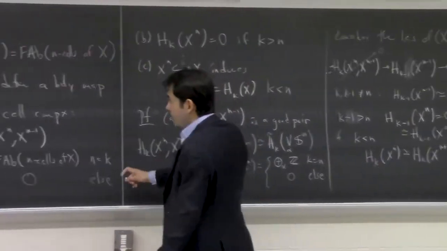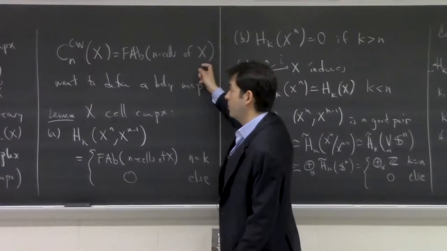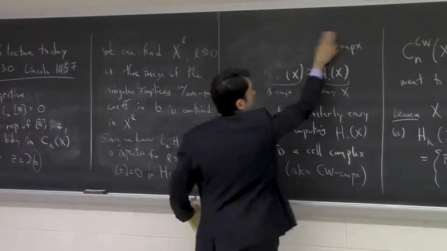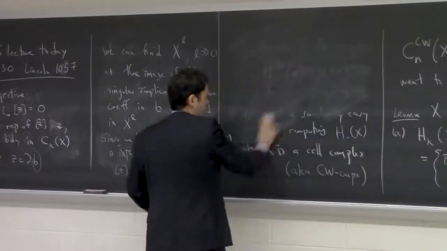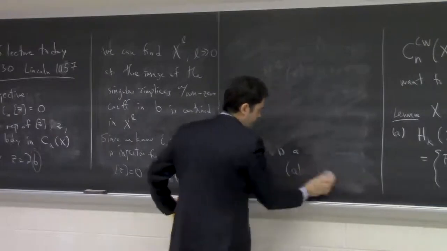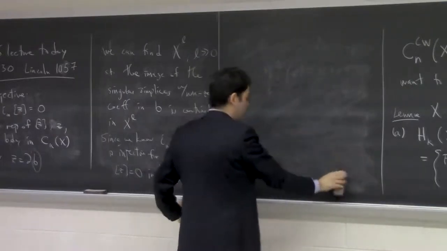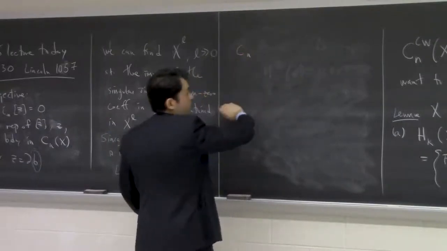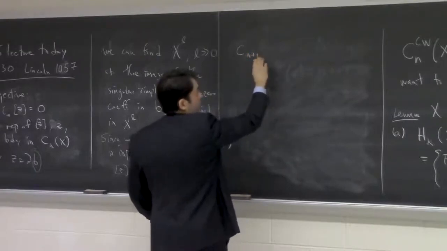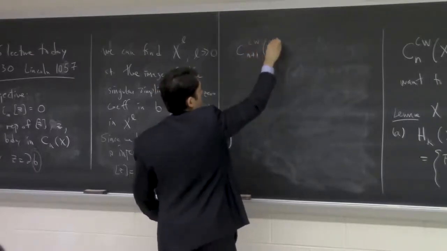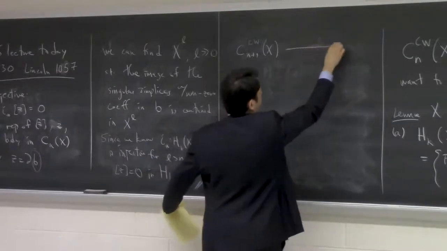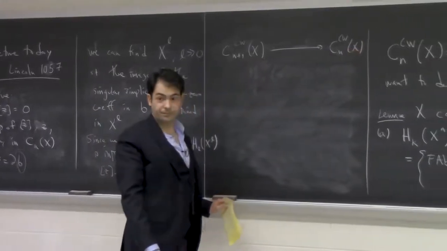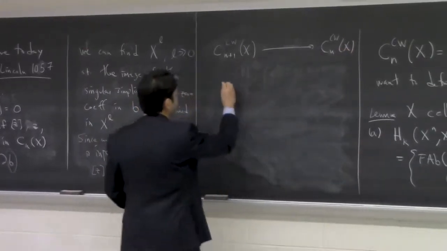Okay, wonderful. So after this preliminary, now let's talk about how you would put a boundary map to turn these groups into a chain complex. Right, so we have C n plus 1 CW, and I want the boundary map to get to Cn CW. So what we do is we identify with this.